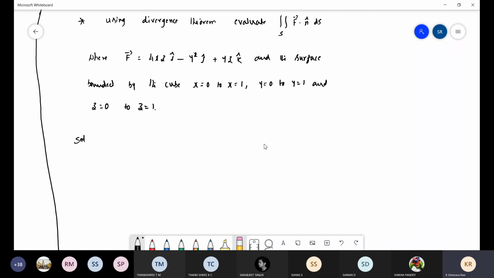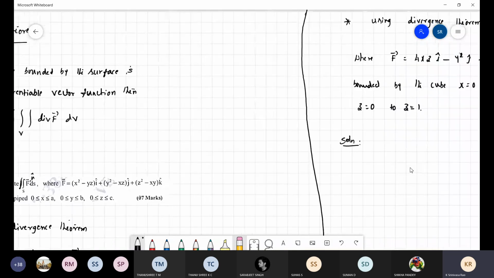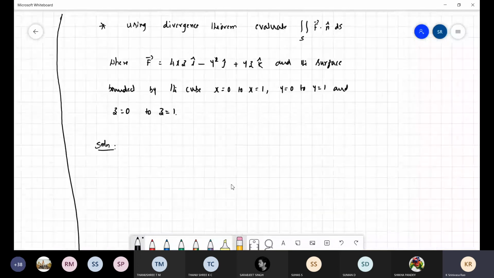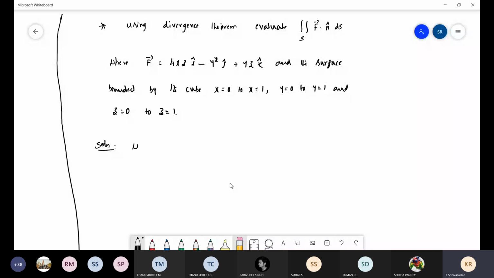Solution. Like the previous problem, you can follow the same procedure. First write the formula from the divergence theorem. We know that by divergence theorem, the double integral f dot n cap ds is equal to the triple integral. This is the surface integral and this is the volume integral, div f dv.